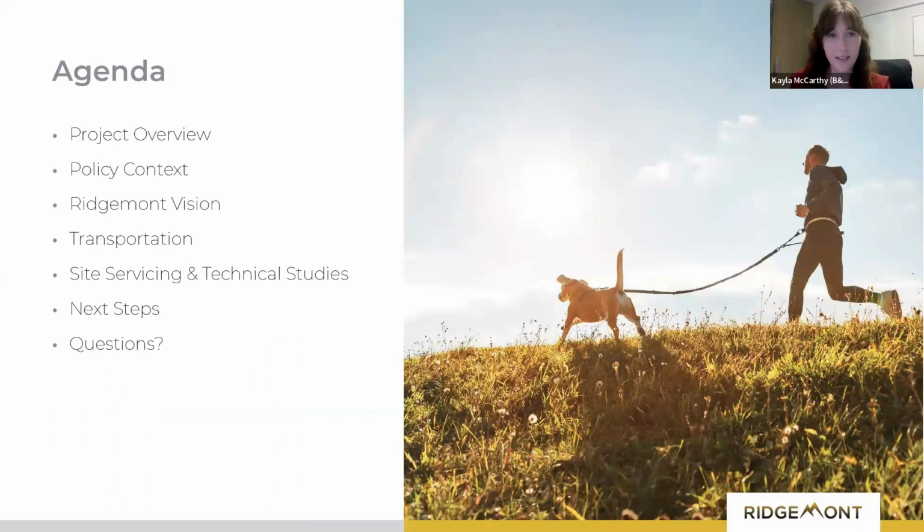Thanks. All right, so today we will be providing you an overview of where the project sits today, with a summary of the location and timeline, the policy context of a neighborhood area structure plan, the vision for Ridgemont, and some preliminary information about the transportation and servicing. We will close the presentation with the next steps that you can expect and provide the opportunity for questions to be answered at the end through the chat function.